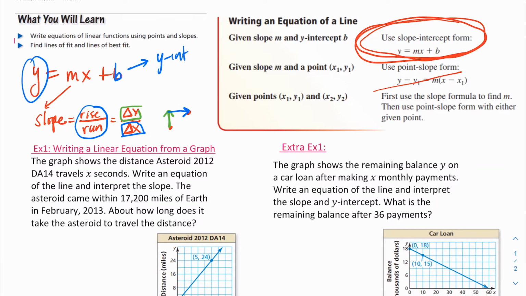B equals the y-intercept. That's different than this y. This y basically names a function. It equals the entire equation. B is the y-intercept only. So the y-intercept is where the line crosses the y-axis, and at that point, the x value will be 0. So it'll be 0 and whatever the y-intercept is, so (0, b). And then m is slope, which is rise over run. Once you know those two things, you can put them in your equation and you have your linear function.